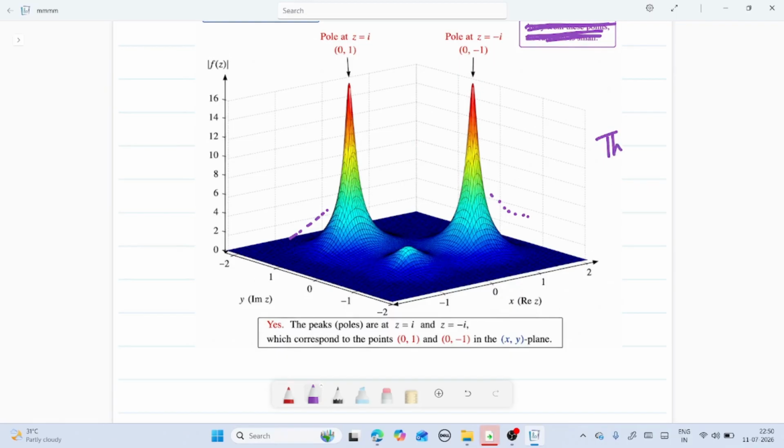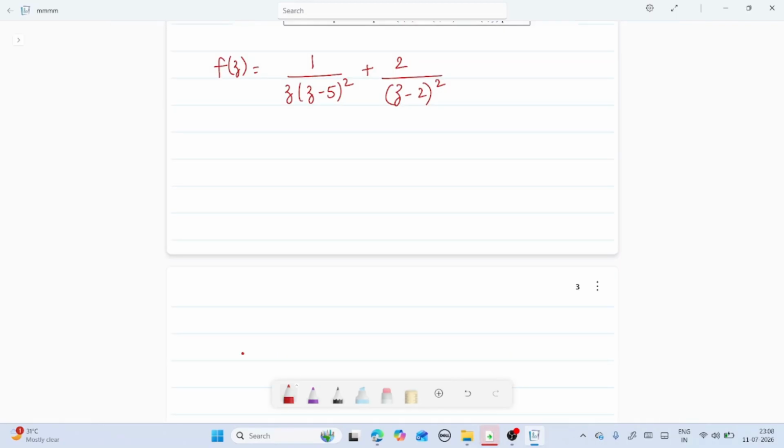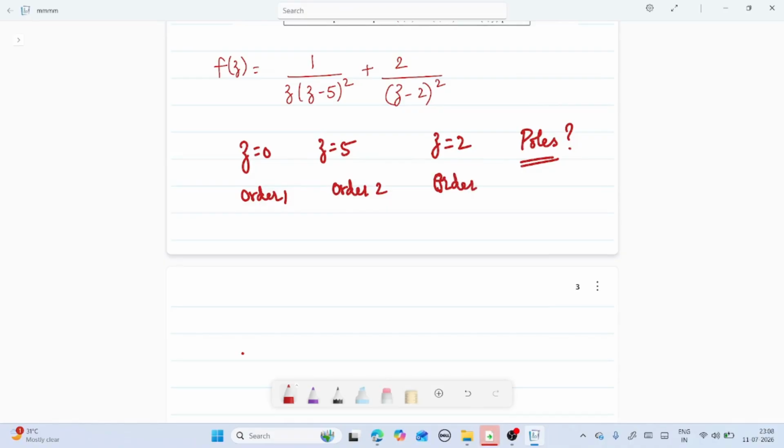You can just think about it. Let us go to the next example. Here you will check whether z equal to 0, z equal to 5 and z equal to 2 are poles or not. If they are poles, z equal to 0 is a pole of order 1, z equal to 5 is a pole of order 2, and z equal to 2 is also a pole of order 2.